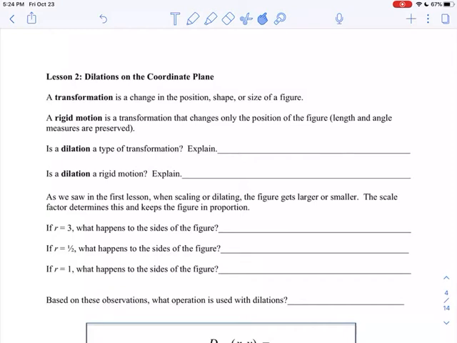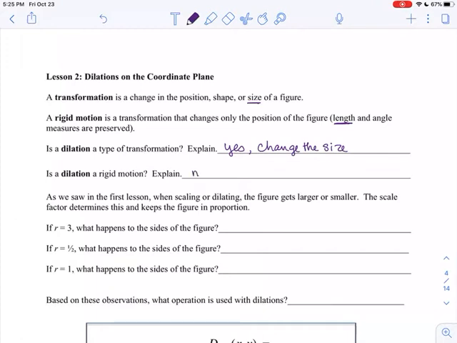A rigid motion is a transformation that changes only the position of the figure. Remember, length and angle measure are preserved. Is a dilation a type of transformation? Absolutely. To be a transformation, it's a change in the position, shape, or size. A dilation is a transformation. It's a change in the size. I might be making it smaller. I might be making it bigger.